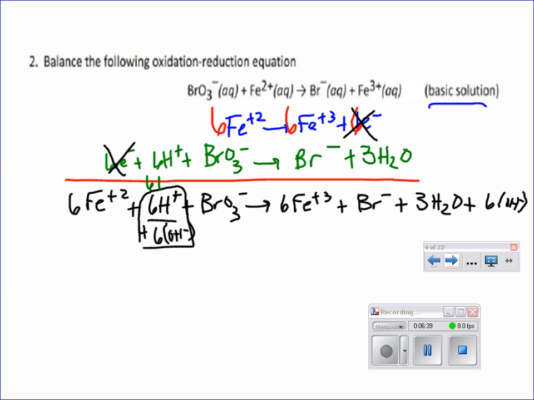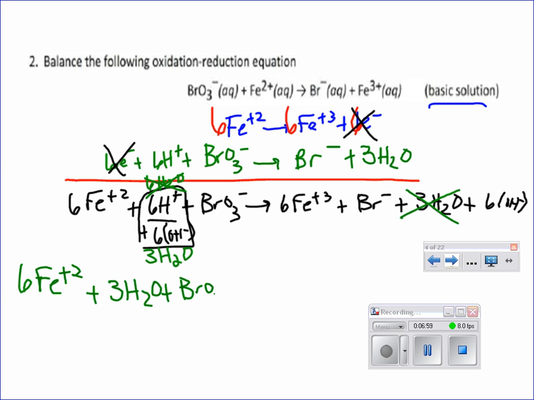Making 6 waters is going to require a little housekeeping now. I'm going to get rid of these 3, leaving me with 3 here. All right, so there's my final answer. 6 iron 2s plus 3 waters plus a bromate ion gives us 6 iron 3s plus a bromide ion plus 6 hydroxide ions.